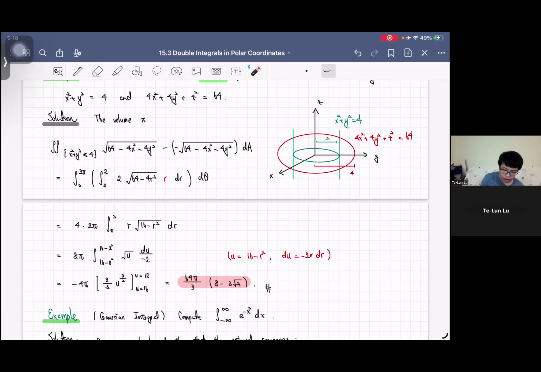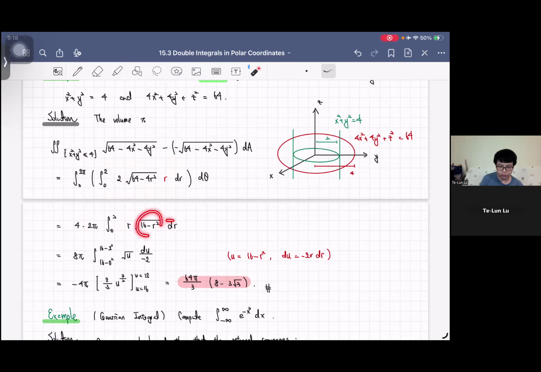You have an extra, what did I do here? Okay, yeah. So I factor the 4 out of this square root, so you have an extra 2. So you have 2 here, so you have 4 here. And this whole thing does not depend on theta, so I integrate that out first. You have 2 pi.